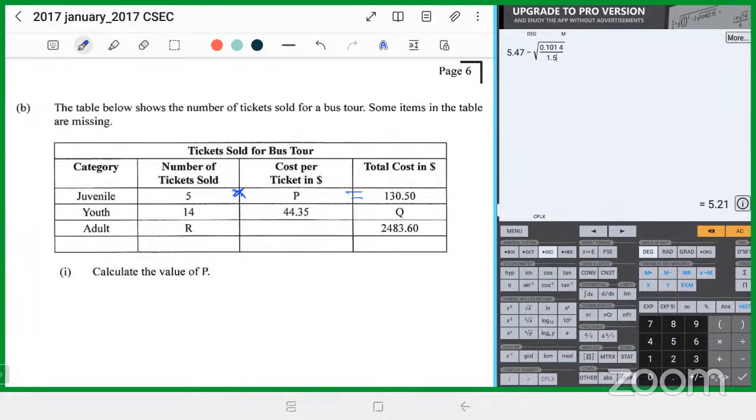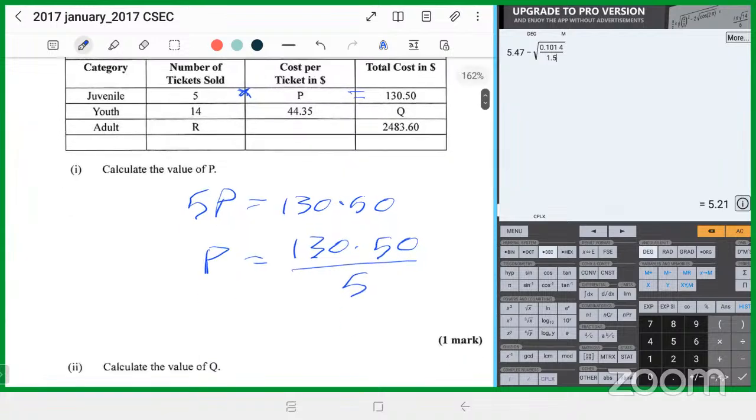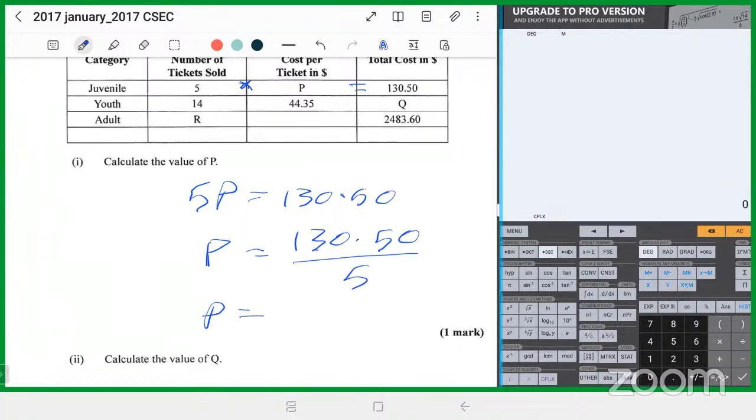All right, so we want the value of P. It's going to be 5 times P equals 130.50. We can write that 5 times P is 5P. That is equal to 130.50. So to get the P, we divide by the 5. So P equals 130.50 divided by 5. And so we can work out the value of P. That's 26.1. So you have to put the 0, right? Remember, you have to put the 0 because it's money. So it's 26.10. So that's the figure going here. I don't have to put the dollar sign because you're basically filling in the table.